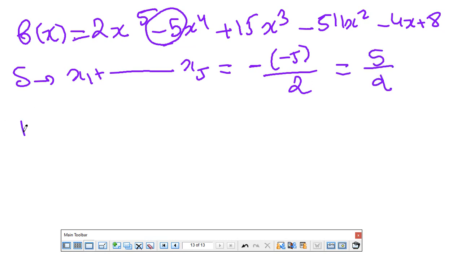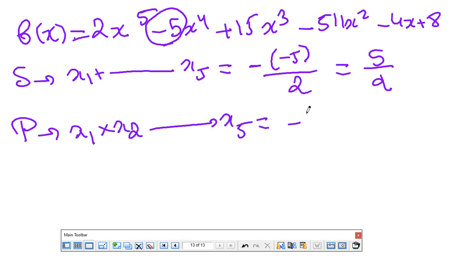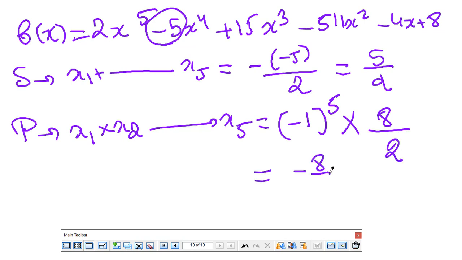And if I want to find the product of all the roots, it means x1 times x2 till x5, so it's minus 1 exponent 5 times, what is my constant here? It's 8 over the coefficient of the highest degree, 2, and my answer is minus 8 over 2, so it's equal to minus 4.